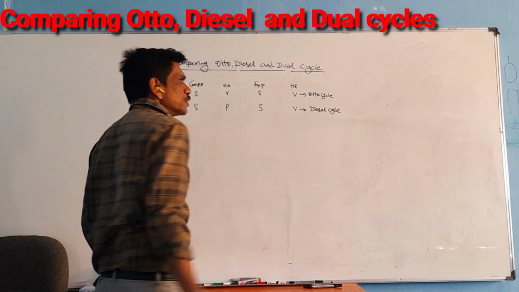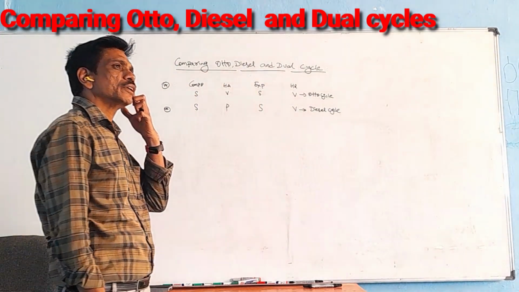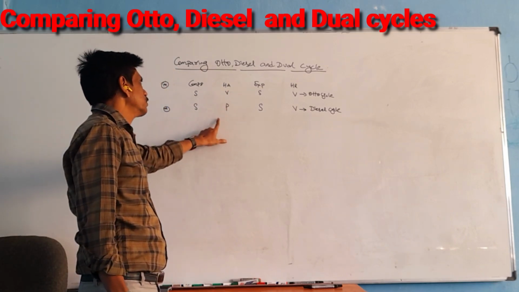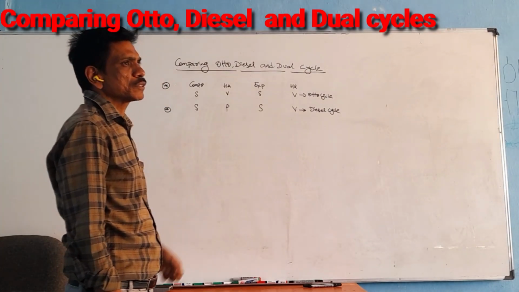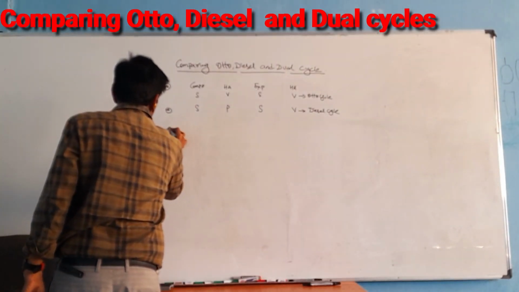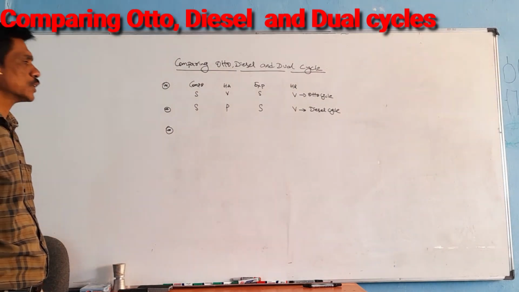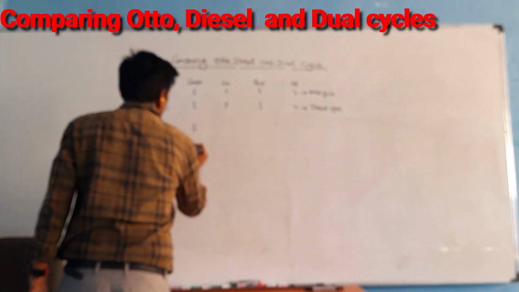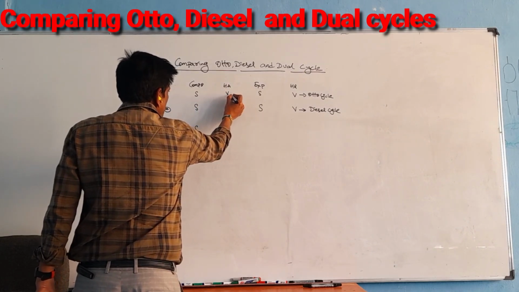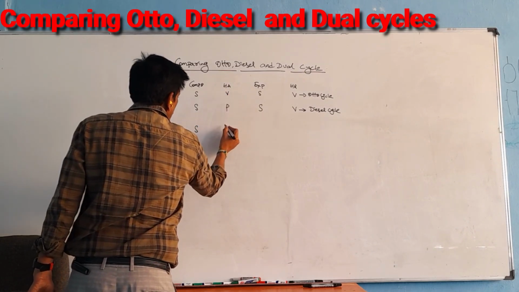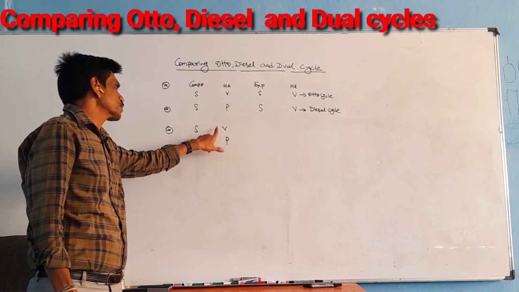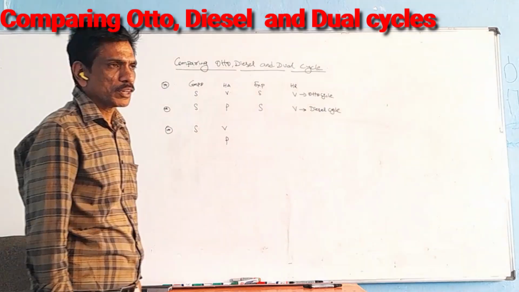If it is so, easily you can draw the PV and TS diagrams. So only the heat addition varies. The remaining operations are maintained the same inside the cylinder. Suppose it is a dual cycle: the compression is the isentropic compression, and the heat addition occurs as a mixed cycle. The heat addition occurs both at constant volume and also at constant pressure. That is why it is called a mixed cycle.